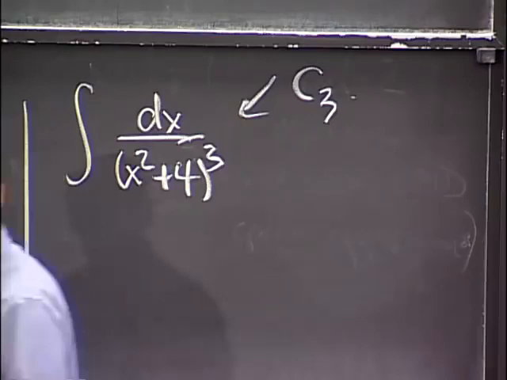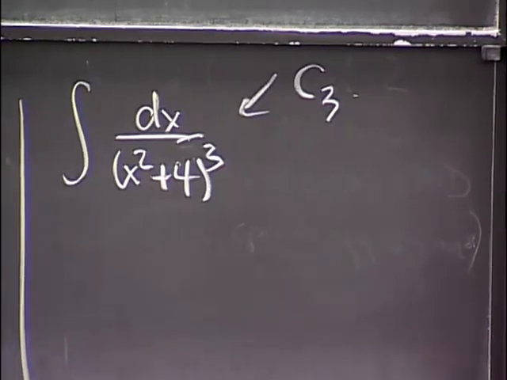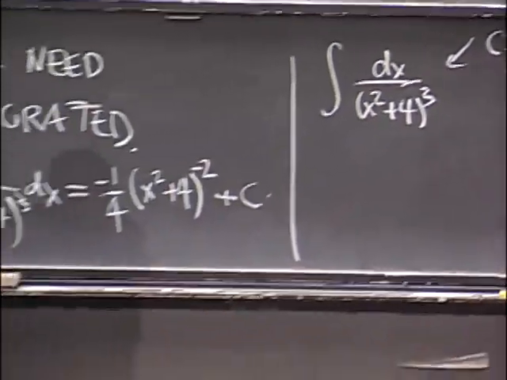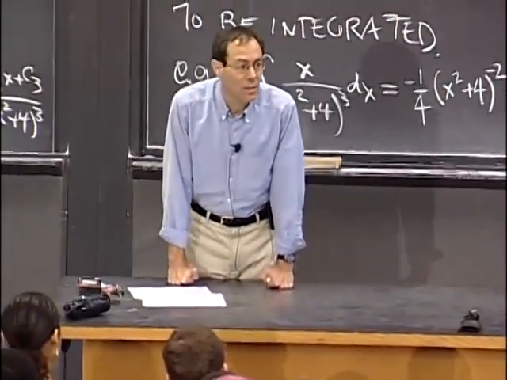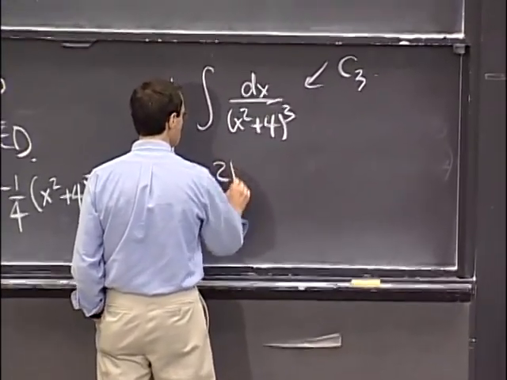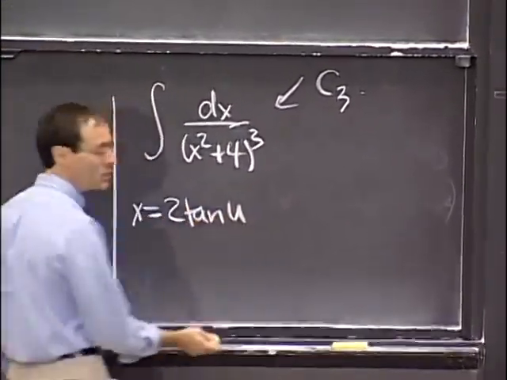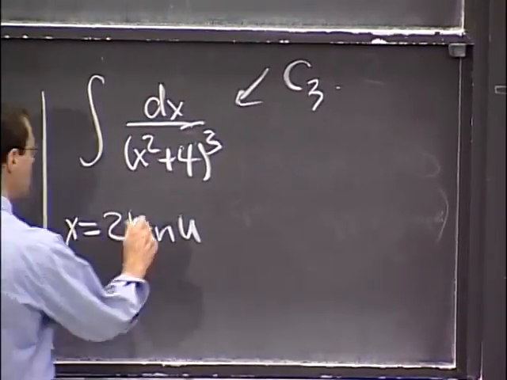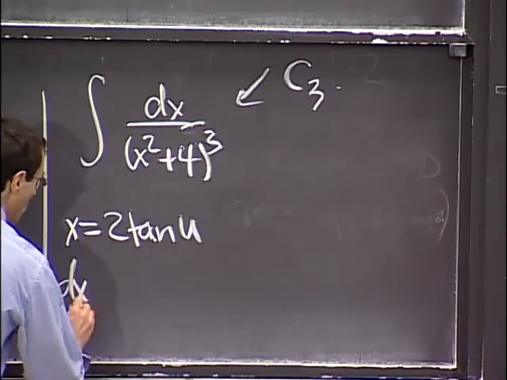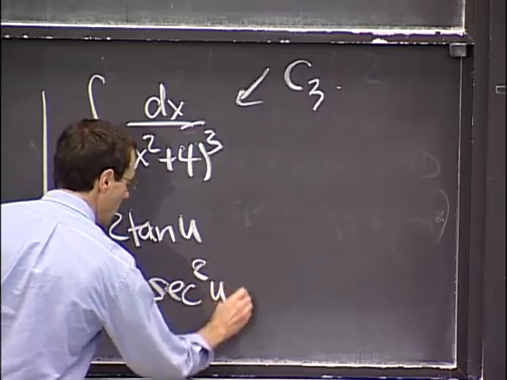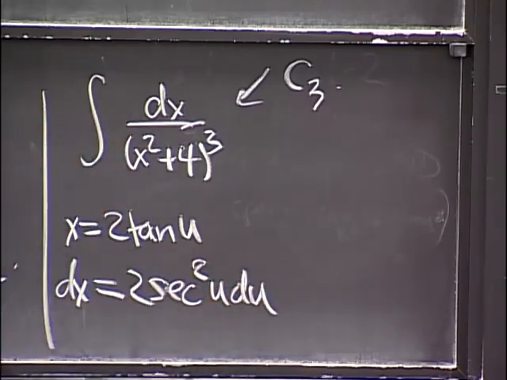So how do we do this? How's this one integrated? Trig substitution. So the trig substitution here is x is equal to 2 tan u, or 2 tan theta. And when you do that, there are a couple of simplifications. Well, I wouldn't call this a simplification. This is just the differentiation formula. dx is 2 secant squared u du.